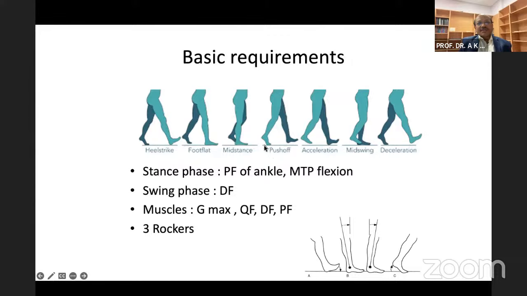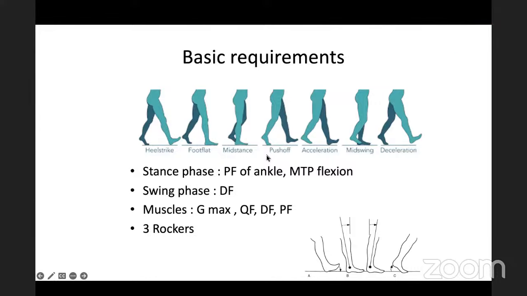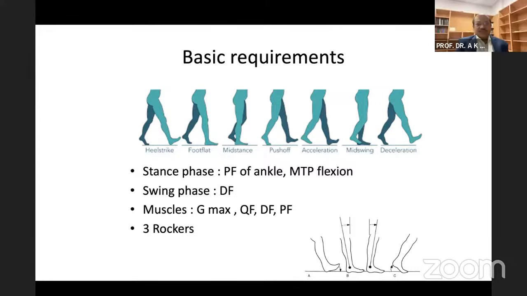Whereas during this push up, metatarsophalangeal joint flexion is required. Okay. So if these functions are not present or it is severely painful, one has to substitute that function. This is most important. Similarly, in swing phase, dorsiflexion is required. If dorsiflexion is not there, there is a difficulty in ground clearance. So for the ankle, we require plantar flexors and dorsiflexors.